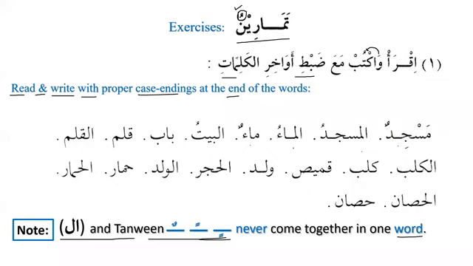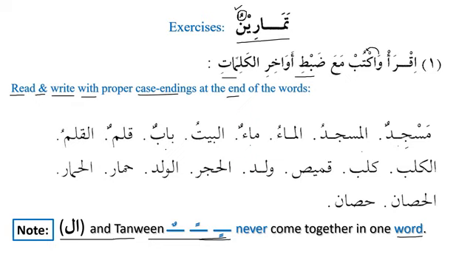Masjid, al-masjidu. Ma, water, ma'un, water. Al-baytu, the house. Babun, a door, excellent. Then we have qalam, and we have to put tanween because it's a common noun. Qalamun. Then we have al-qalamu, excellent. We cannot put tanween because al and tanween never come together.